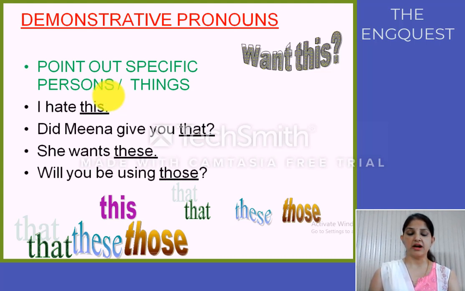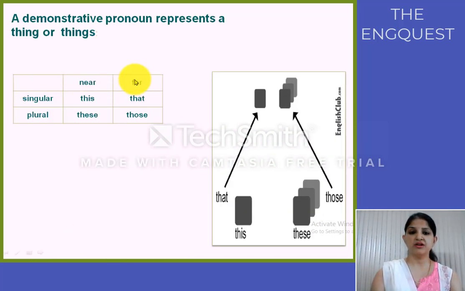For example, I hate this. Did Meena give you that? She wants these. Will you be using those? So they are pointing out to one or the other thing. Demonstrative pronouns represent a thing depending upon they are near or far in nature.